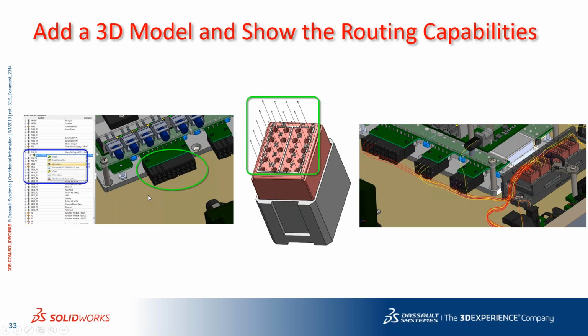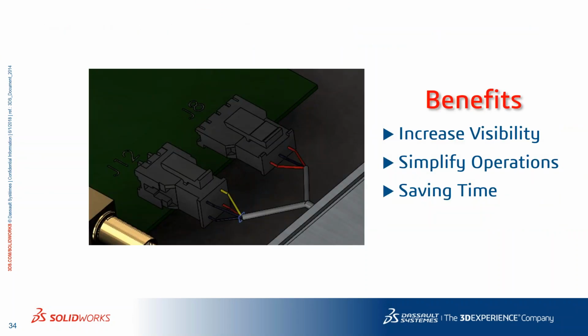So real quick, we went through and we associated that part. We looked at the communication or the connection points just to show how the electrical side is really talking to the mechanical space. And then I went ahead and routed those wires in 3D with our sketch lines. So a few benefits of this is, of course, increasing our visibility.